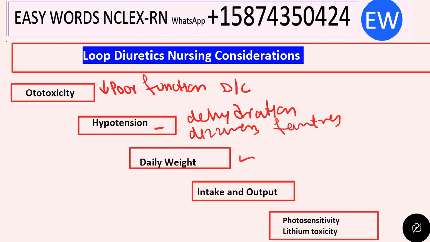Daily weight. Monitoring the lab values and daily weights are essential. Nursing should inform the physician if any change is noted in both. Intake and output. Close monitoring of intake and output is required because there is a risk of dehydration and also a risk of fluid retention.